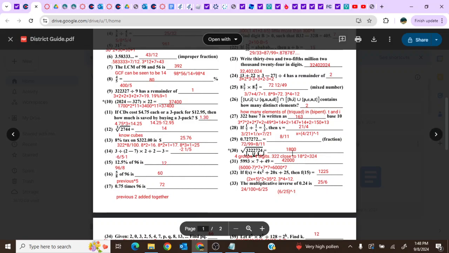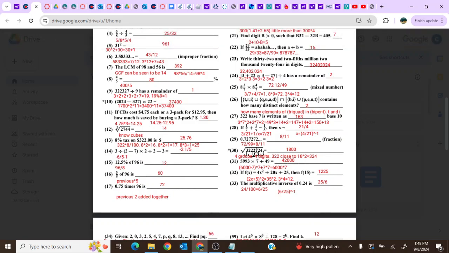30. Look for all your groups. Here's a group of 2. Here's a group of 2. Here's a group of 2. And there's a group of 1. So there are 4 groups and 4 digits. So look for this 3 combined with these previous 2's. So 322 is very close to 18 squared, which is 324. That means your first digits you're going to write are 18, and then you can fill in the rest with zeros. So yeah, 1800. So you have your 4 digits.